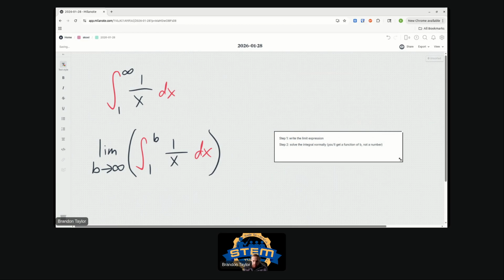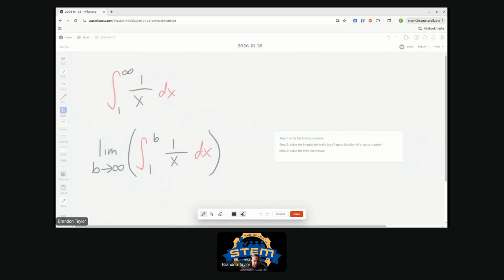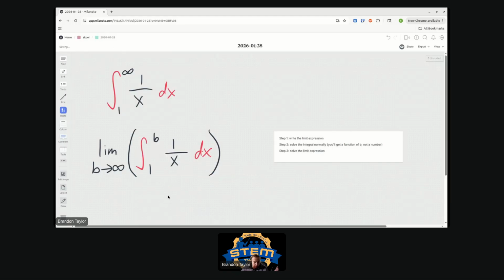Step three is solve the limit expression. After we solve this integral, we'll get some function with b in it, and then you'll still have the limit on the outside. You just take the limit as b goes to infinity of that function, whatever it is. Then you'll either get infinity, which means your answer is diverge and you have an infinite area, or, when it converges, it actually equals a finite number. Counterintuitively, in that case we would have a finite area, even though we have an infinite width. So that's the first three steps.